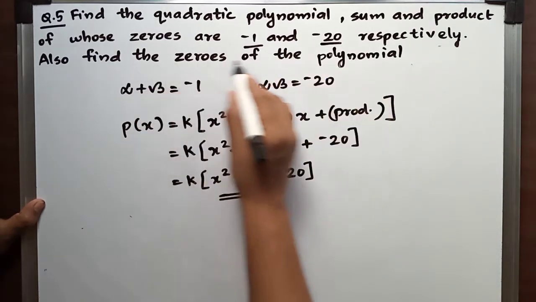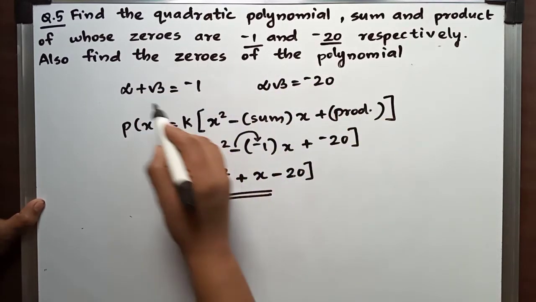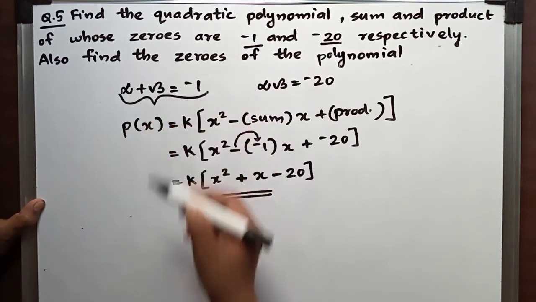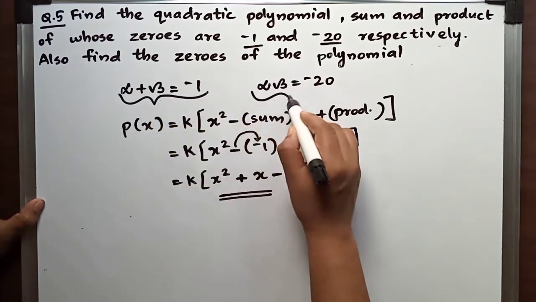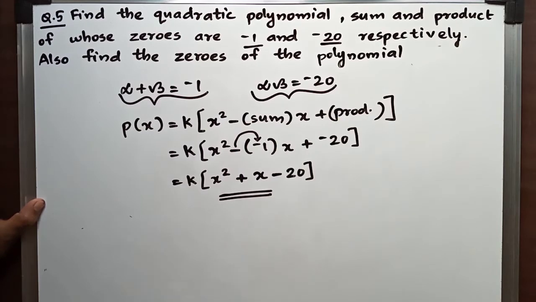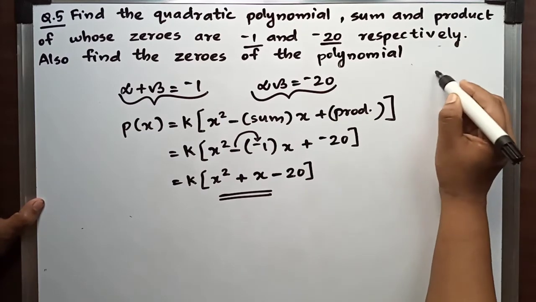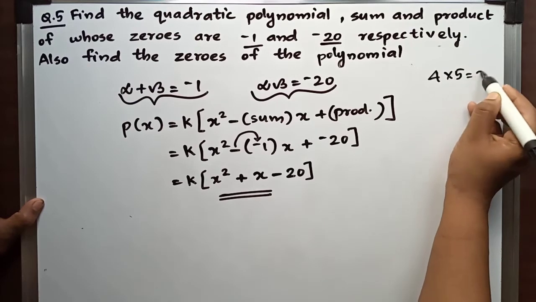Now we have to find the zeros of the polynomial also. See here, the sum of two numbers is −1 and their product is −20. Anyways, we know 4 into 5 is 20.